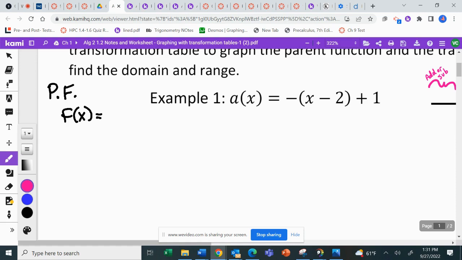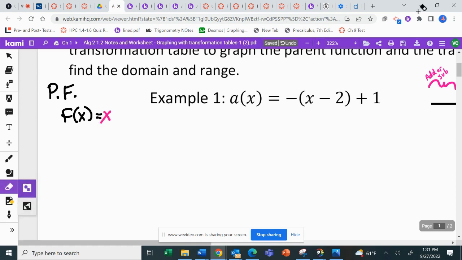Oh, okay. So PF stands for parent function. And we look at this equation and we look to see, is there absolute value in this equation? Any absolute value bars? No, so it's not absolute value. Is there like a little squared, little tiny 2 up there? No, so it's not that kind. If there's nothing other than the x, the parent function is just x.